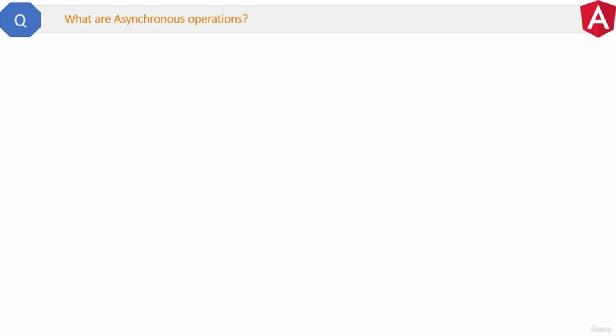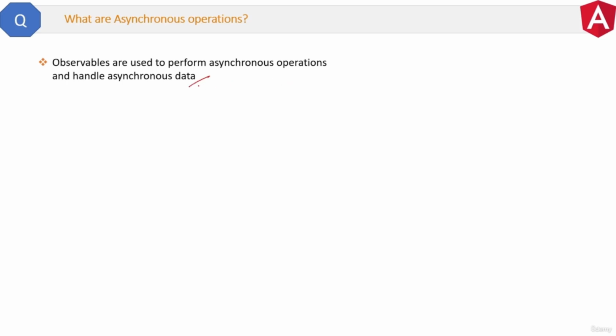Here is the question. What are asynchronous operations? You might already know the answer, but this is a very important thing for observables, because observables are used to perform asynchronous operations and handle asynchronous data only. So let's quickly understand asynchronous operations.